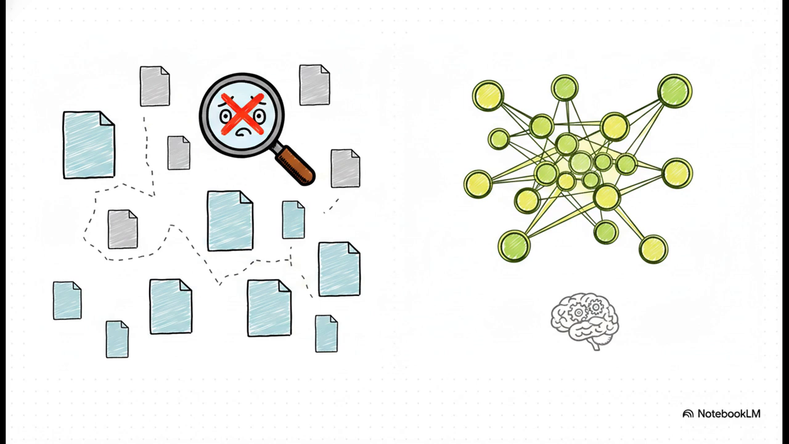GraphRAG, on the other hand, solves this beautifully. It maps exact structural connections and organizes your knowledge into meaningful clusters. This means our AI agent can traverse the data with deterministic precision.